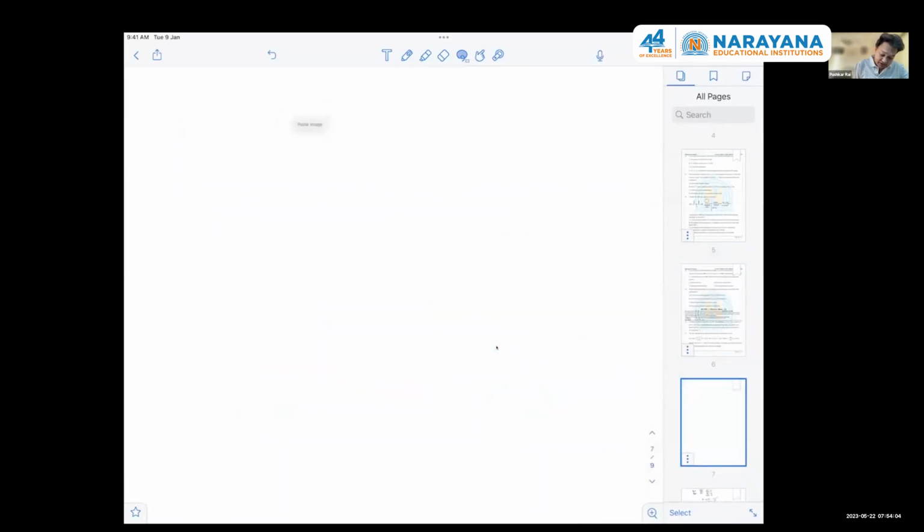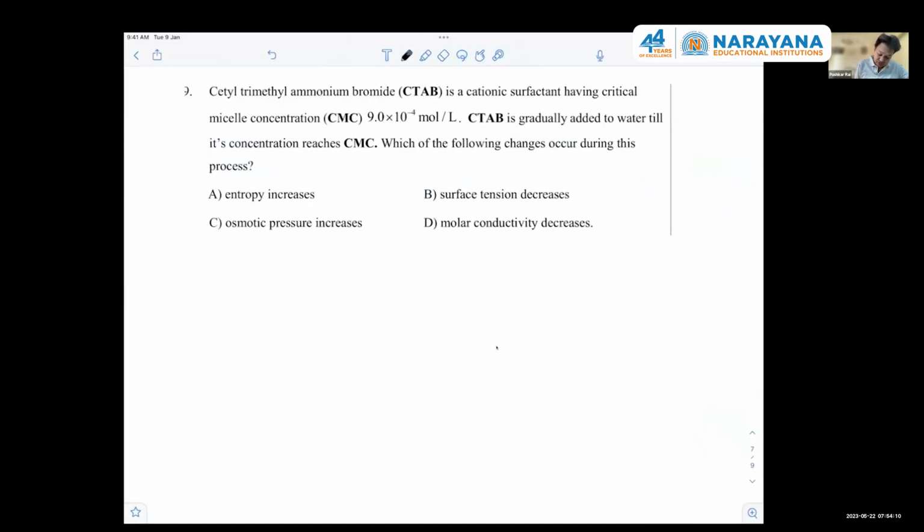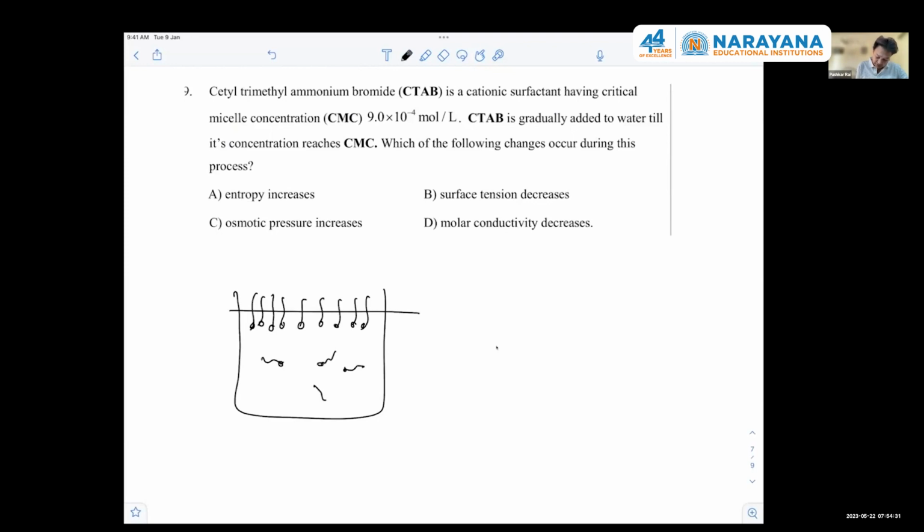What happens when you add a surfactant to water? As soon as you add a surfactant to water, the situation is like this. The surfactant molecules start accumulating on the surface, with the polar heads inside and the tails outside. When you start adding, a few molecules are also in the solution. So when you add more surfactant, the concentration at the surface will eventually reach a constant value.